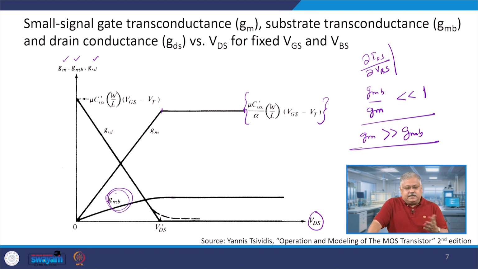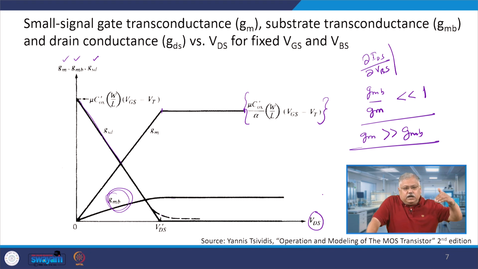If you look at GSD, source to drain conductance in general, then with increasing VDS it first falls down, right, then somewhere around saturation it becomes bare minimum, and then it becomes asymptotic with respect to VDS.